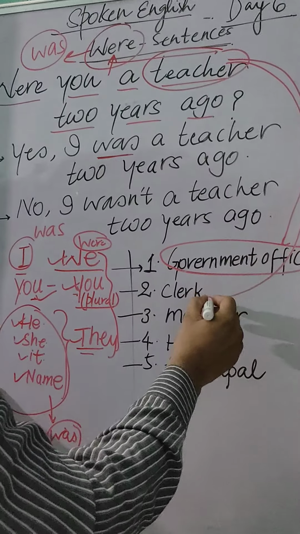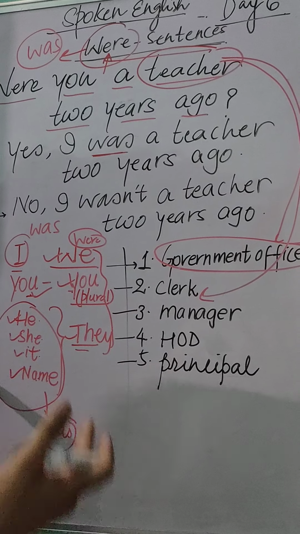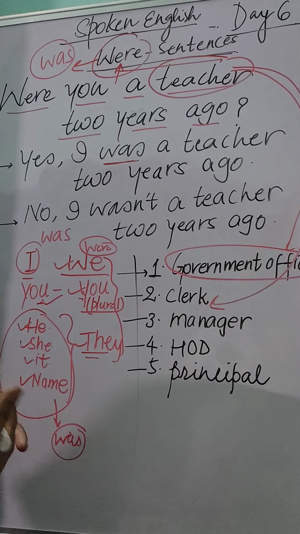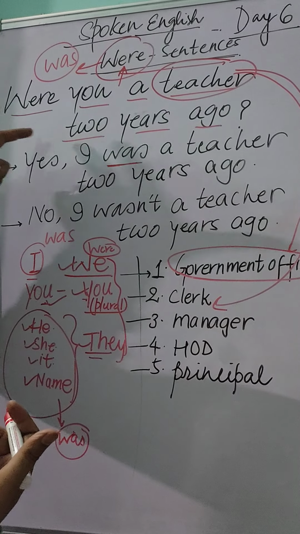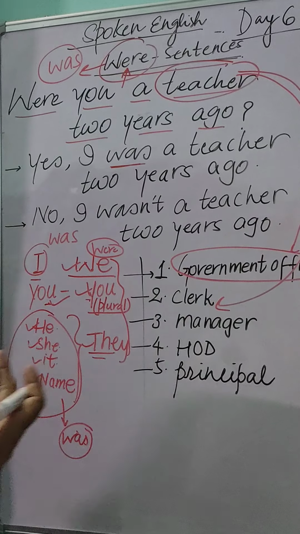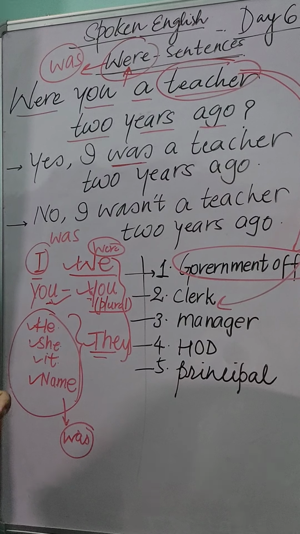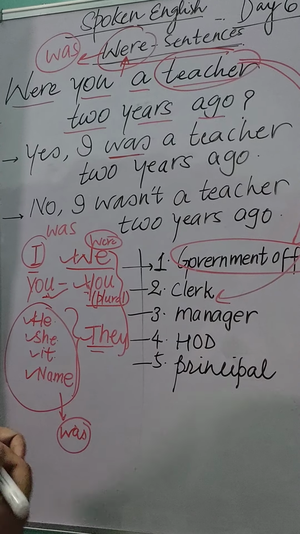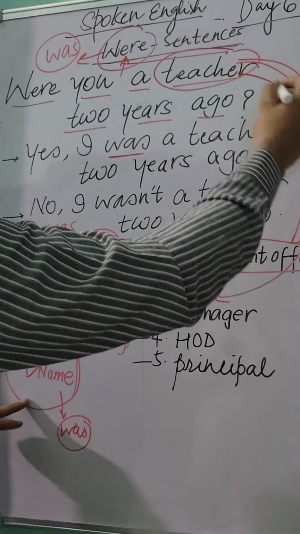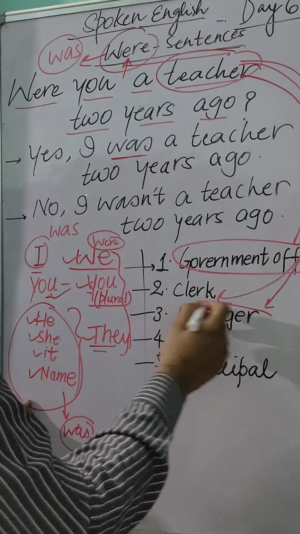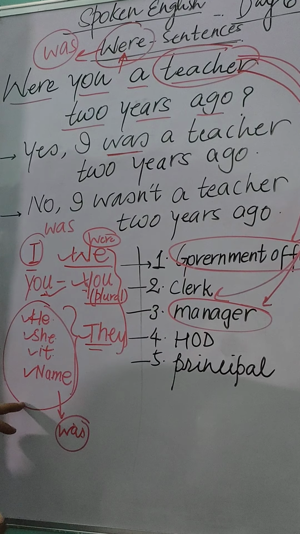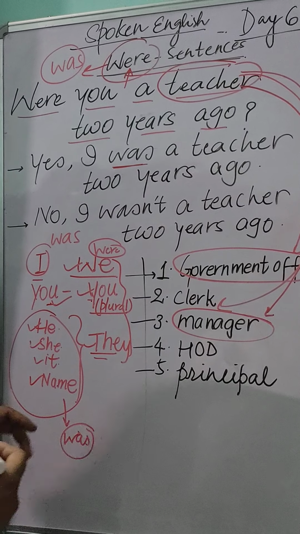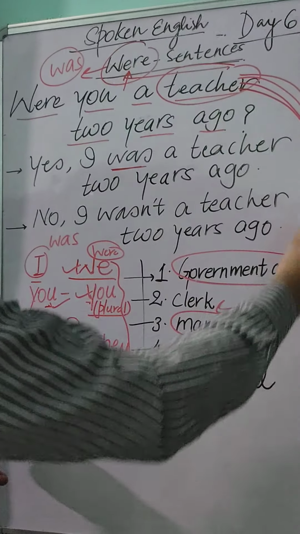Teacher can be replaced by clerk. Were you a clerk 2 years ago? And similarly you can keep asking. I don't think I have to tell you the meaning of clerk, and I don't think I have to tell you this meaning also, because you have understood what way I'm constructing the sentences. Were you a clerk 2 years ago? So the answer can be yes, I was a clerk 2 years ago. No, I wasn't a clerk 2 years ago. Similarly you can ask again, manager, were you a manager 2 years ago? And the person can say, yes, I was a manager 2 years ago. No, I wasn't a manager 2 years ago. Likewise.